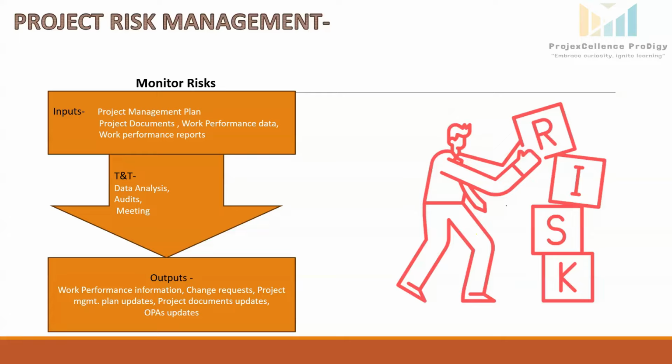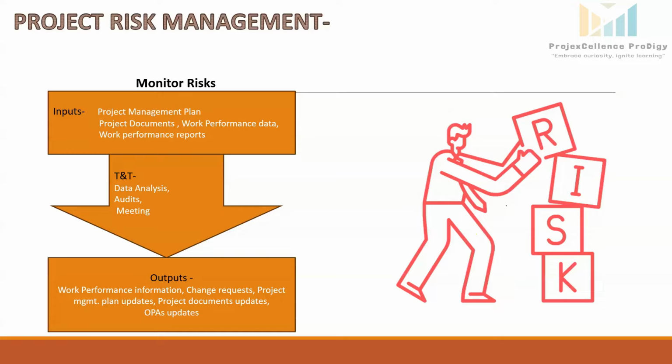Change request. It can be triggered to modify cost, schedule, or other components of the project management plan, addressing the overall or individual project risk. Project management plan updates. Any changes to the plan go through the change control process and may impact various project management components. Project document updates, like assumption log, it will be updated with new assumptions, constraints, or changes to existing ones. Issue log will be updated for new issues identified during risk monitoring.